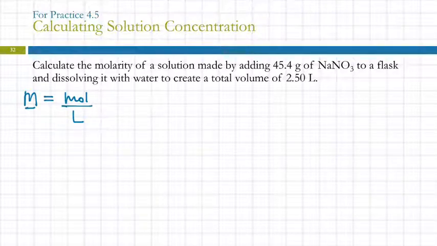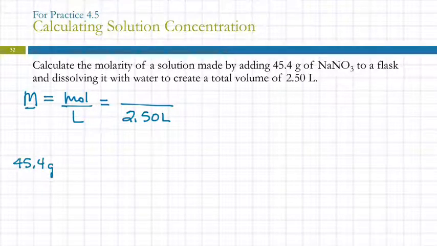Did they give us the moles of solute? No, they gave us a mass. Did they give us the volume of the solution in liters? Yeah, they did. So in the denominator, we've got the volume of the solution in liters. We need to find moles of solute. The solute here is the sodium nitrate. So to find moles, we've got 45.4 grams of sodium nitrate. How do we convert that to moles? Molar mass. Okay, that should be becoming just kind of a routine thing.